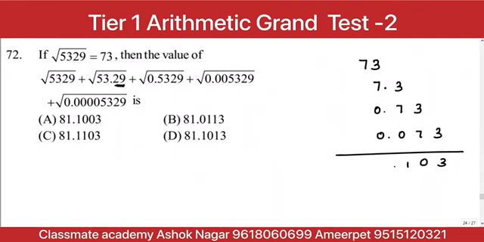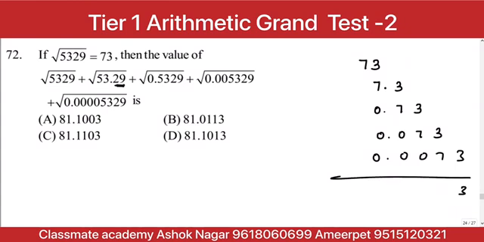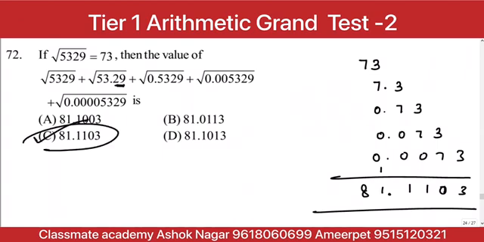Okay, one more is also there. It is 3, then after that 0, then 1, then 1, 8. It is 81.1103.